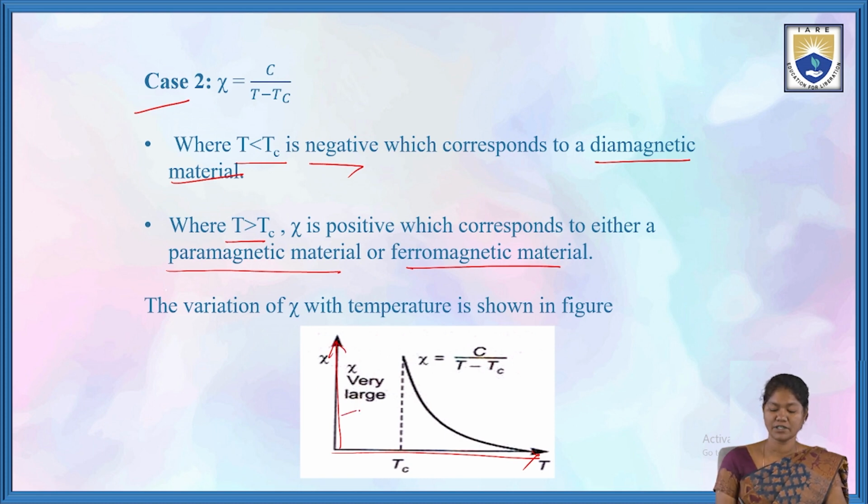If chi is very large, that is chi is equal to C by T minus Tc, we can see that here. So this is the critical temperature, and the susceptibility is gradually decreasing.